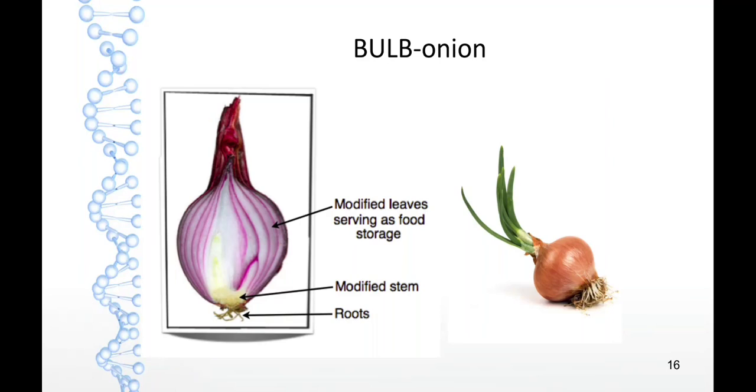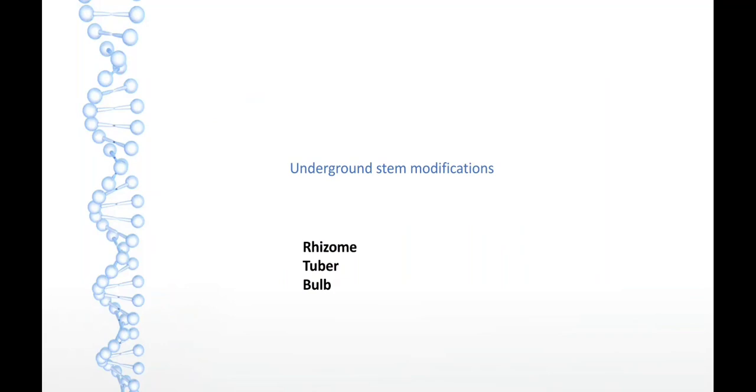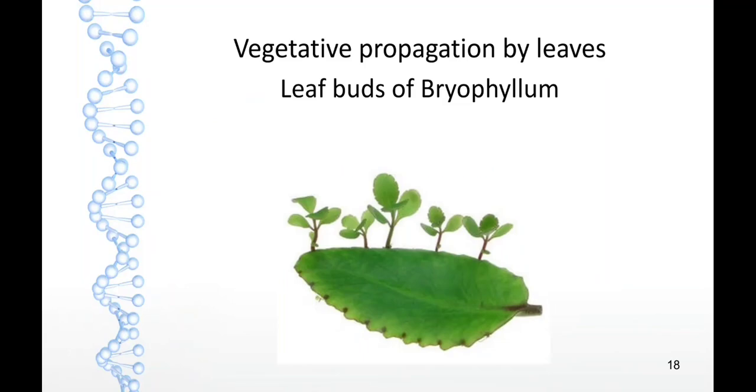In bulb, example onion. In onion, the stem is highly reduced and you can see the roots emerge from it. And the leaf is modified for food storage. Underground stem modification examples are rhizome, tuber, bulb. And vegetative propagules by leaves: the leaf bud of bryophyllum is the example for vegetative propagation by leaves.